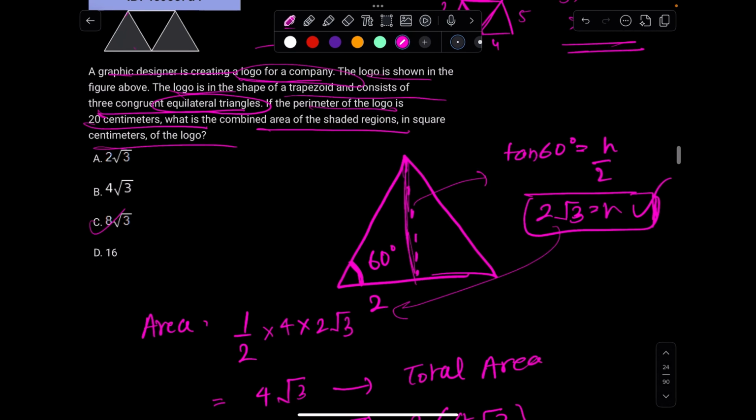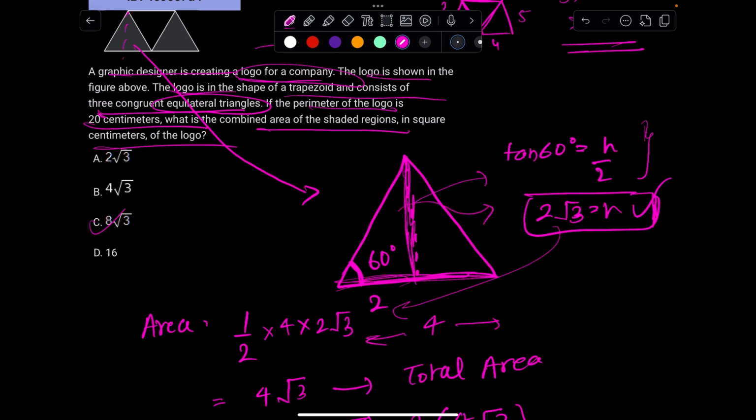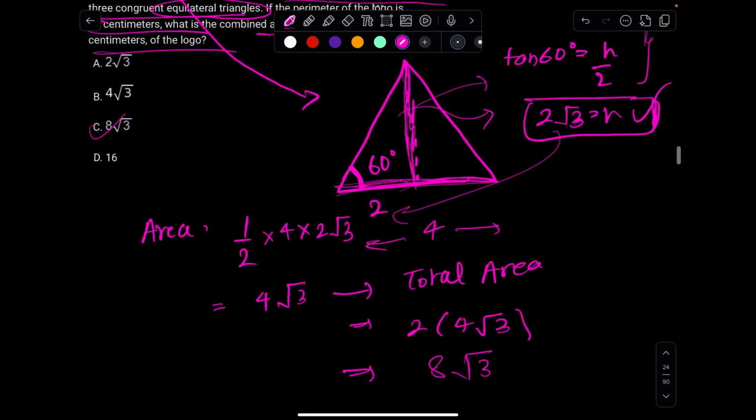Now we're going to draw one triangle. I'm going to take this one triangle right here. We are going to draw a perpendicular, and since it's an equilateral triangle, the angle is going to be 60 degrees. Tan 60 should be equal to h by 2. Since the total of this is 4, half of this length should be 2. So h is equal to 2 root 3. We are going to plug this information into the area of the triangle. 1 by 2 times 4 times 2 root 3, half into base into height. We get area as 4 root 3.